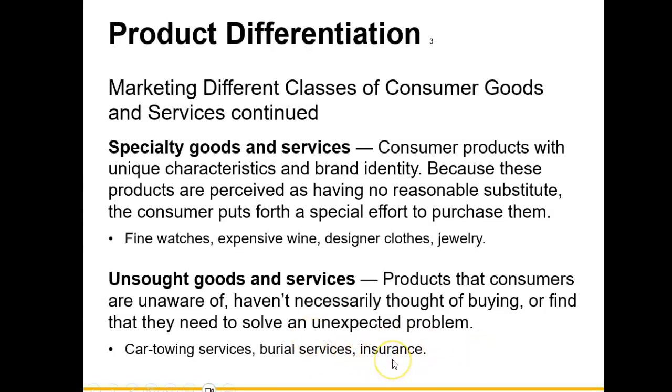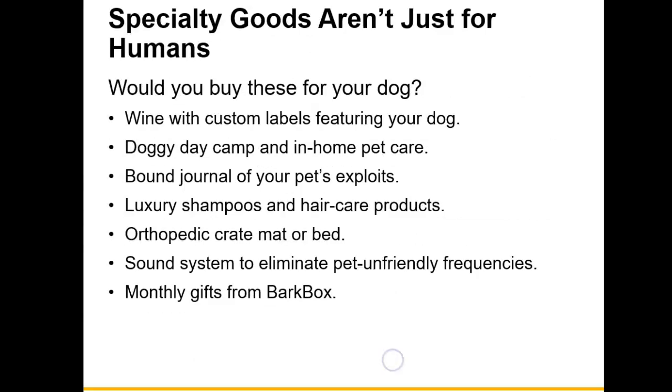Insurance may be a little bit debatable because we do have to have insurance, whether renter's insurance, homeowners insurance, auto insurance, life insurance. But these are more products or services that we need, but we don't really think about them until we actually need to use these types of services.